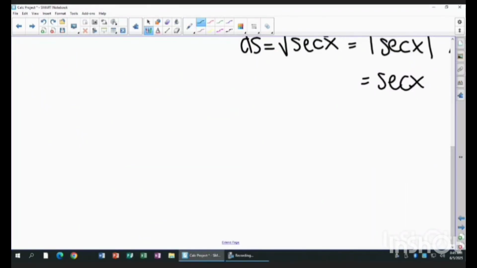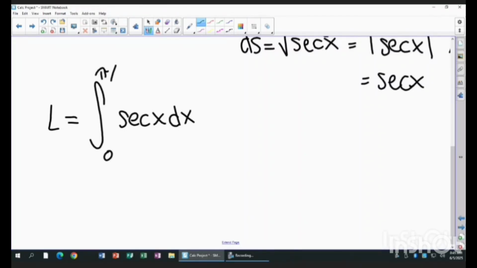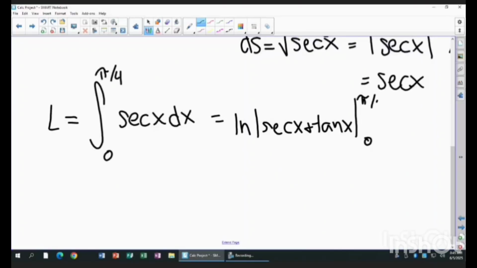So now we have L equal to the integral of secant x dx. The limits of integration with respect to x are going to be 0 to pi over 4. And now you just solve. You guys know how to do integrals. So this is going to be ln absolute value of secant x plus tan x, from 0 to pi over 4. Plug those values in.